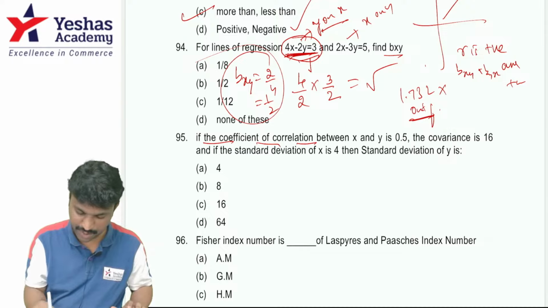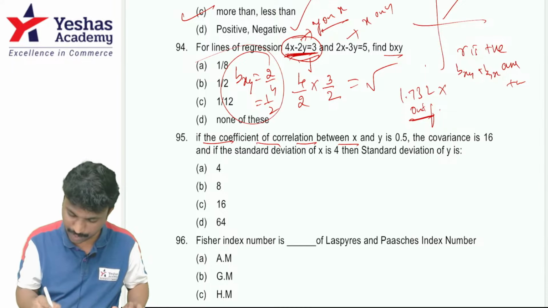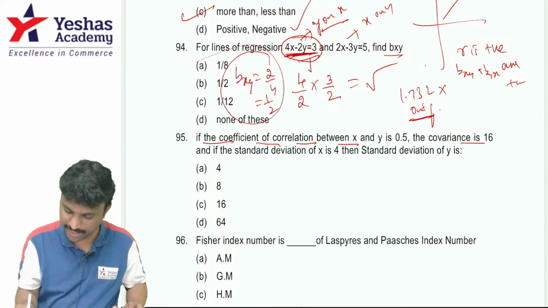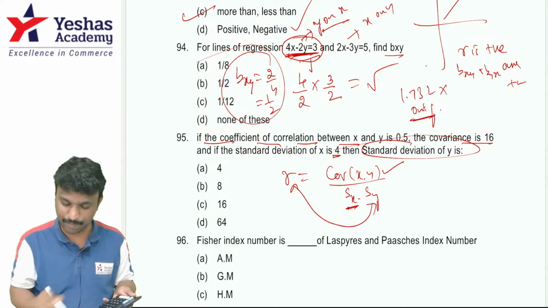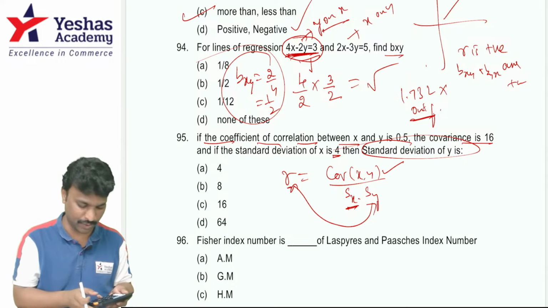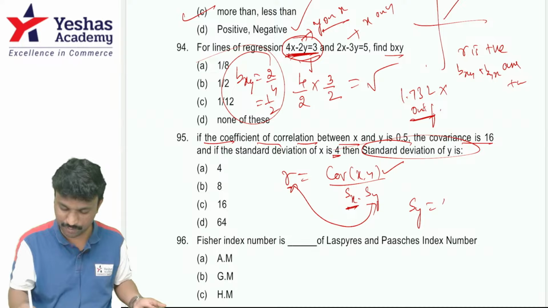If the coefficient of correlation between x and y is 0.5, so the r value is given, covariance is 16. So definitely I have to make use of r is equal to covariance of x comma y divided by sx into sy. The unknown here is the standard deviation of y. I can interchange the position of r and sy, right? So first of all, covariance of xy is 16 divided by sx, which is 4, divided by r. What is r? R is 0.5. So the result is 8. So the standard deviation of y is 8.